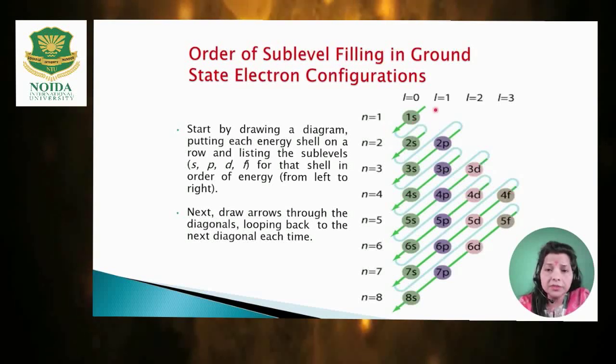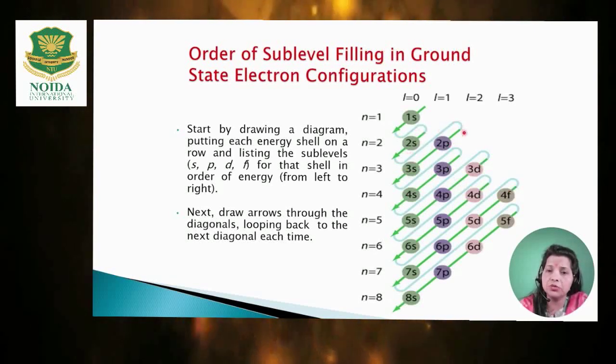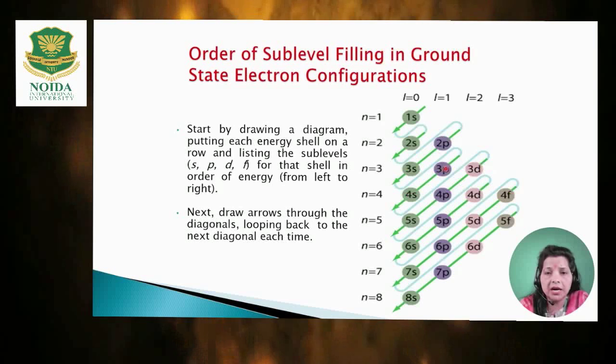Now how will this electron filling start? You start by drawing a diagram, putting each energy shell on a row like this, right? Then you draw diagonal arrows, joining each diagonal looping back to the next diagonal. After 2s it will go to 2p, then after 3s it will go back, to the 3p, right? This is the way electrons go on.